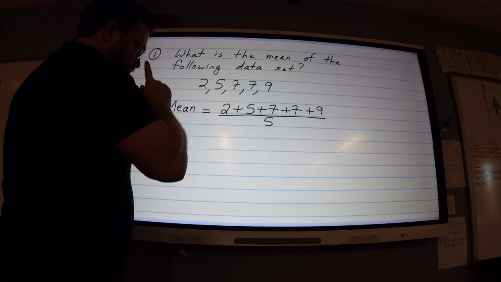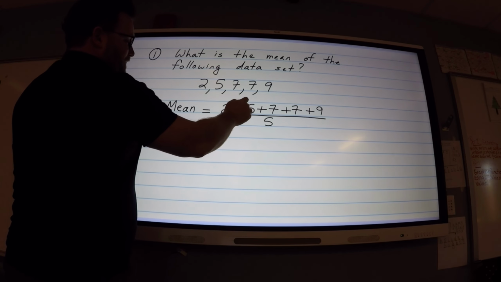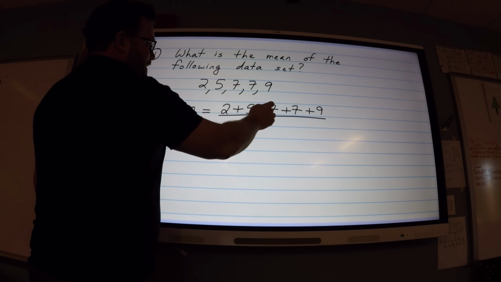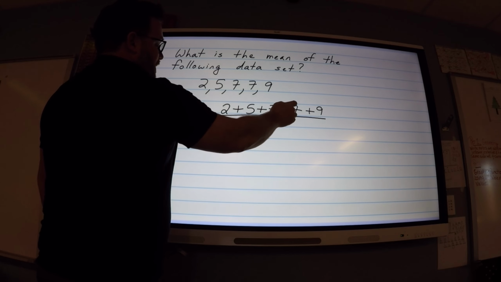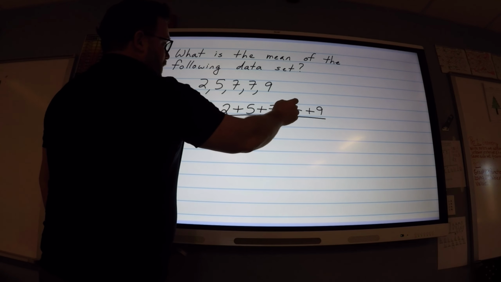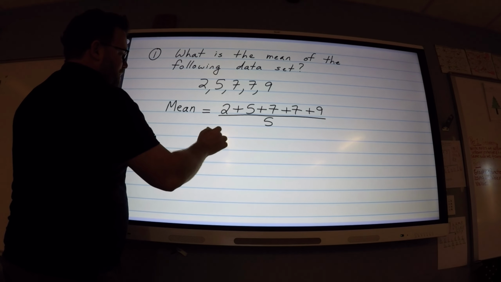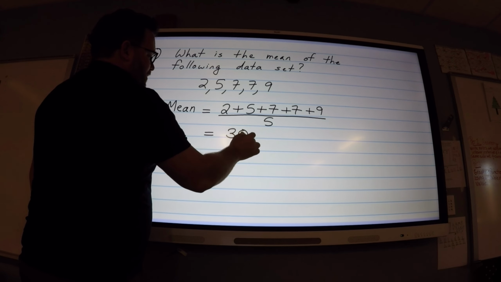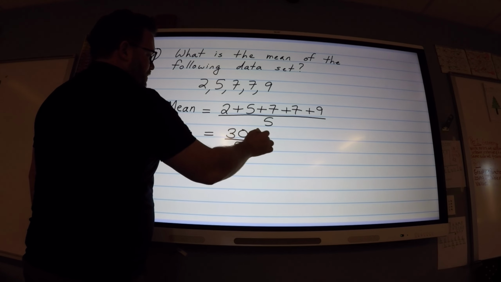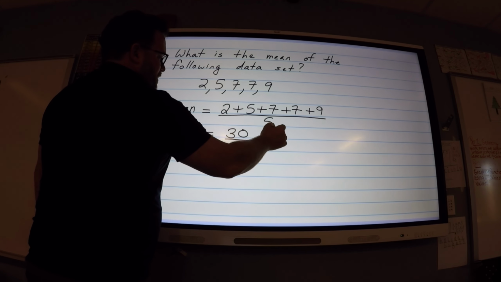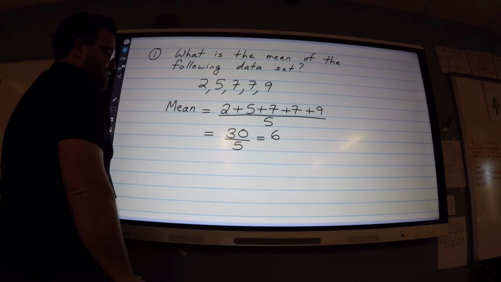Okay, so 2 plus 5 is 7. 7 plus 7 is 14. 14 plus 7 is 21. And 21 plus 9 is 30. So the mean is going to be 30 divided by 5, which is 6. That's all there is to it.